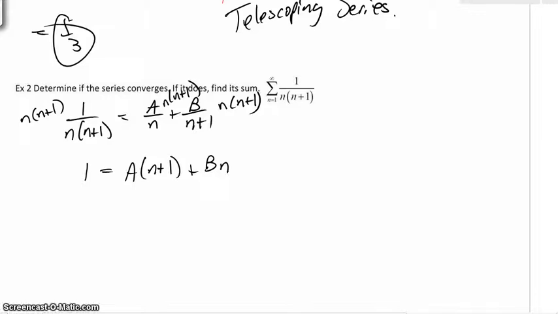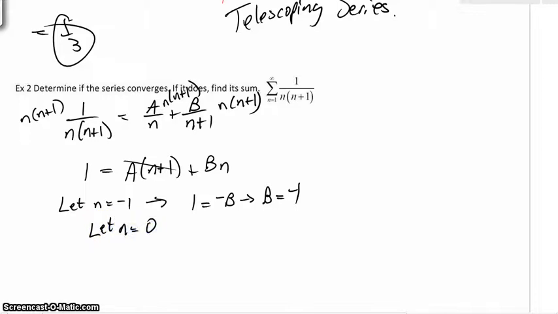Let's choose smart. What's a nice value of n I can plug in? -1, I agree. When you do that, you'd have 1 equals, well, your A term completely vanishes. You'll have -1B, or another way of saying that, B is equal to -1. What's another nice value of n to plug in? 0, you know it. You plug in 0, 0 times B goes away. All of a sudden, you'd have 1A. So A is equal to 1.